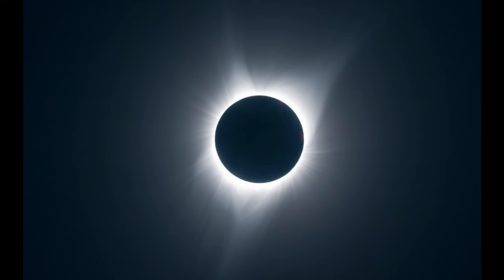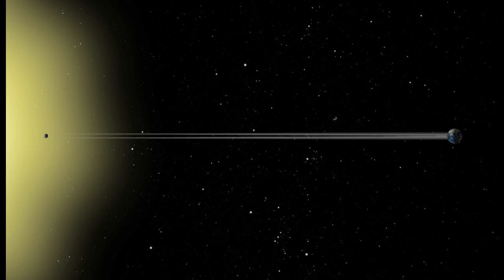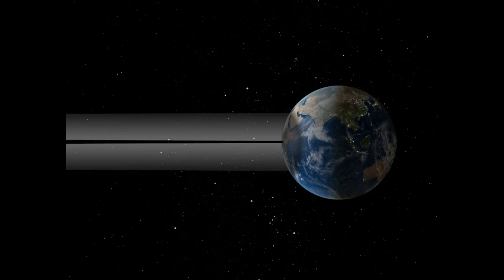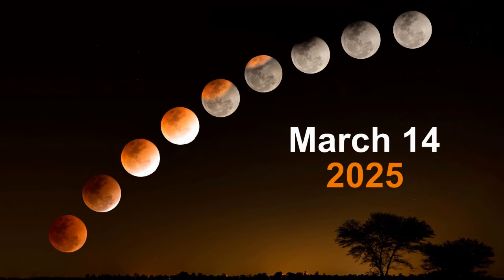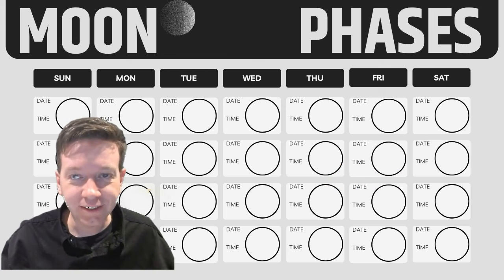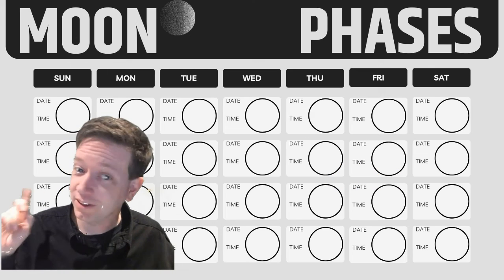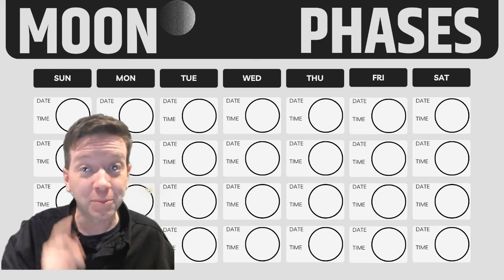Eclipses happen roughly every 6 months, but solar eclipses only ever happen at a very specific location on Earth. Lunar eclipses can be seen from anywhere on Earth where the moon is visible. The next opportunity to see a total lunar eclipse from North America will be on March 14th, 2025. Don't miss it.